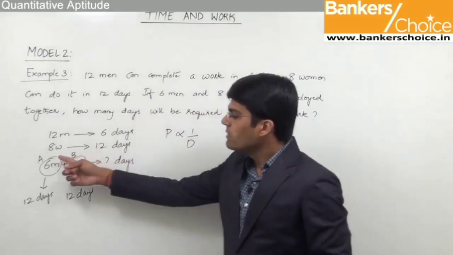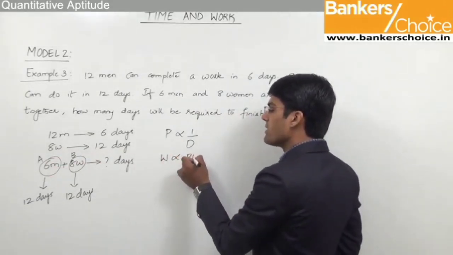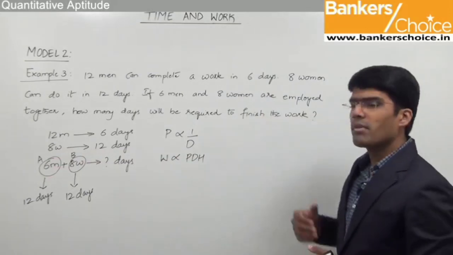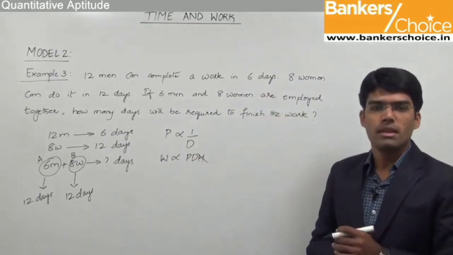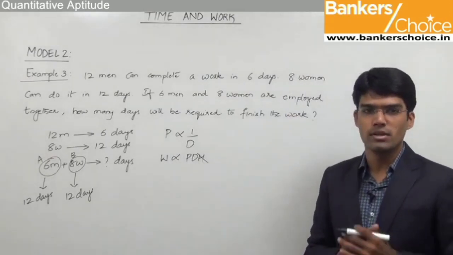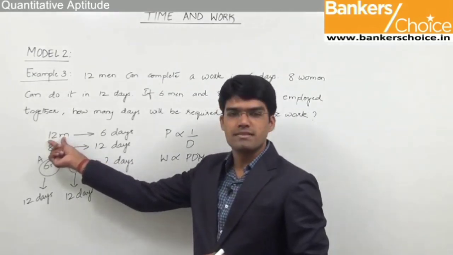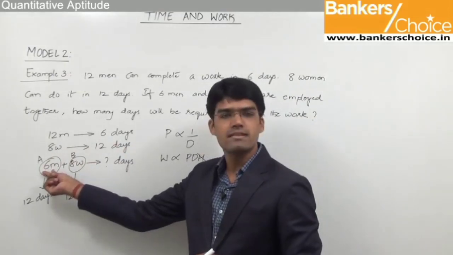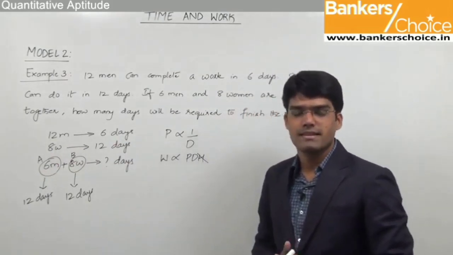The other way of finding out the number of days required by 6 men would be to apply the concept of work proportional to persons into days into number of hours per day. That is nothing but model number 1. Here the number of hours is not given in the question, so that can be neglected and we can say that work is proportional to P into D. That means W1 by W2 should be equal to P1 D1 by P2 D2, as we have discussed earlier. Now here P1 is the number of persons in the first case, that is 12 men. D1 is 6 days. P2 is the number of persons in the second case, that is 6 men, and we are supposed to find out D2, that is the number of days required by 6 men.